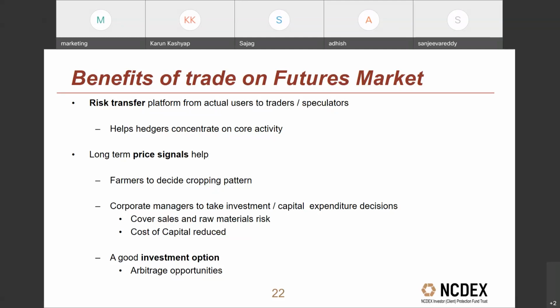And this also gives long-term price signals. This is very important for the farmer. It is also very important for the industry as a whole, because they can plan accordingly. Then it is a good investment option. A person can diversify his portfolio through commodity trading. Also, a corporate manager can reduce his cost of capital by taking the margin benefit system of the exchange.